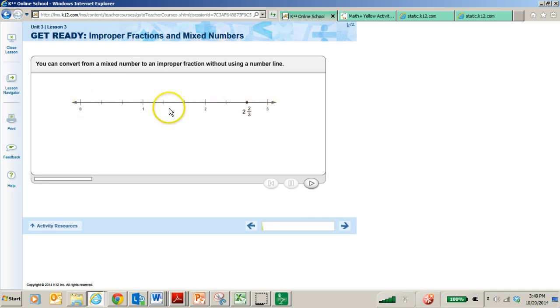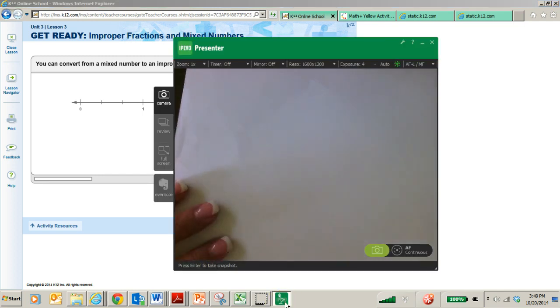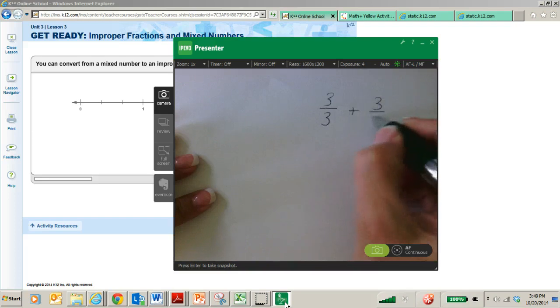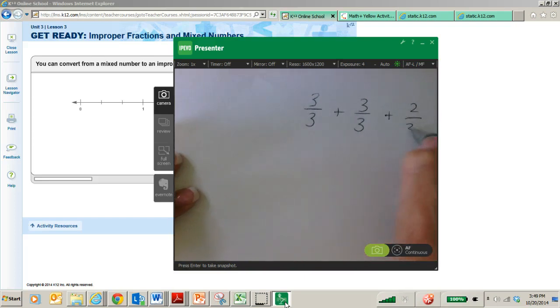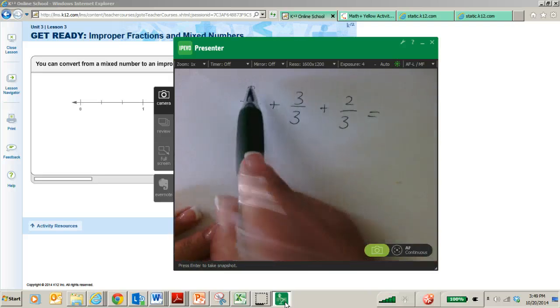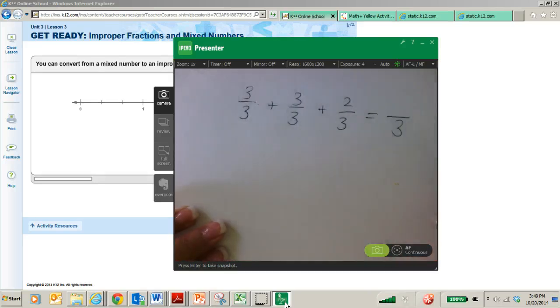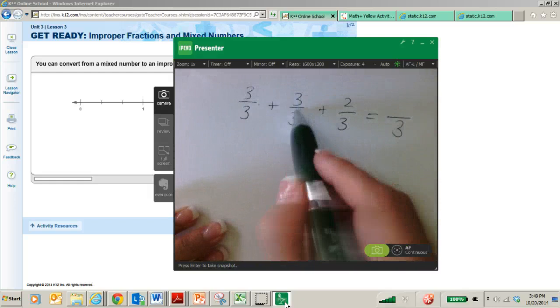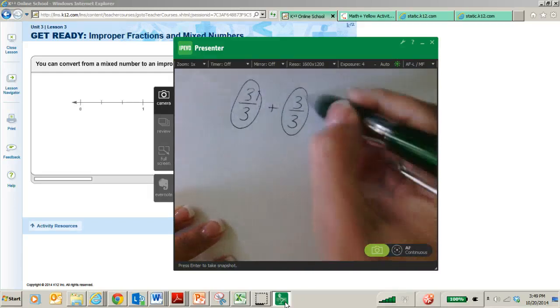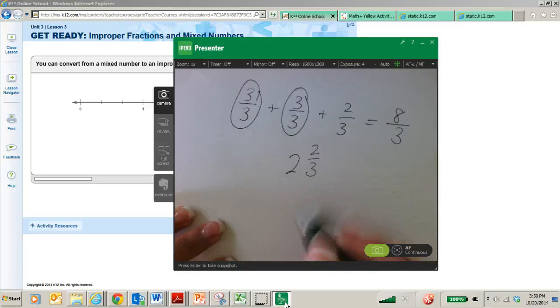Each of these are divided into thirds, so we have 3/3 and another 3/3, and then we have 2 and 2/3. When I write this on my paper, you can see that I have 3/3, another whole 3/3, and then I have 2/3. If we wanted to write this as an improper fraction, I know that my denominator stays the same. I have 1, 2, 3, 4, 5, 6, 7, 8, 8/3, or that can be written as 2 and 2/3.